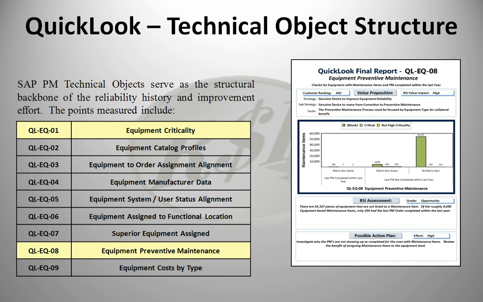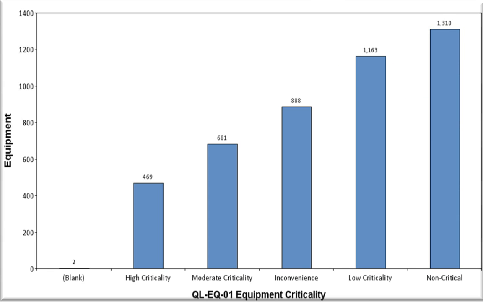Now we would like to take a glimpse into a small portion of the 68 criteria in the QuickLook assessment. For example, within the equipment section, we will take a look at 2 key points: equipment criticality and how criticality is used. This first graph, we test that the customer is actually using the SAP PM capability to designate criticality for equipment.